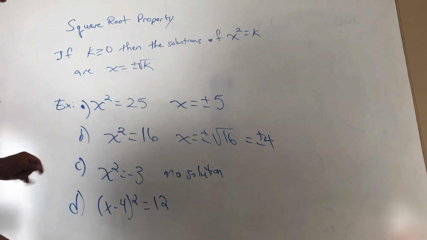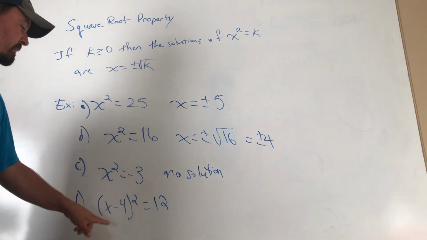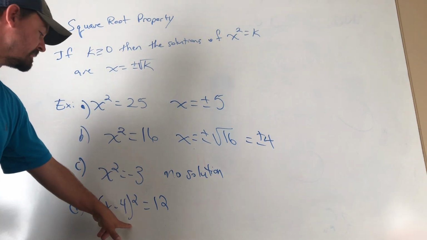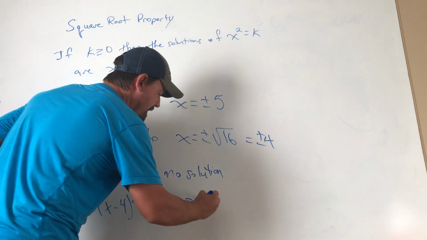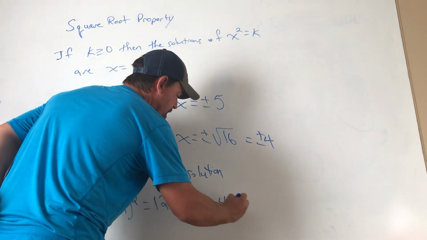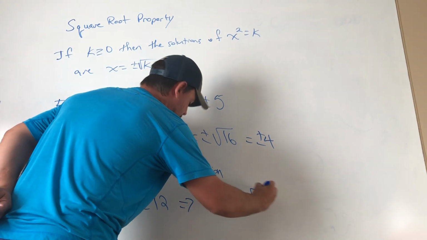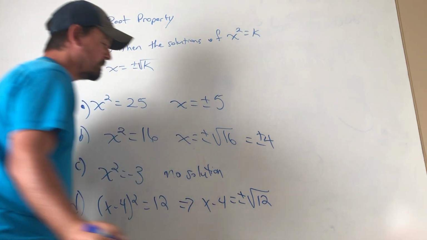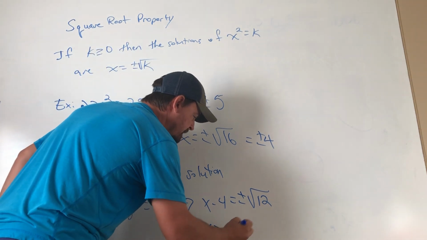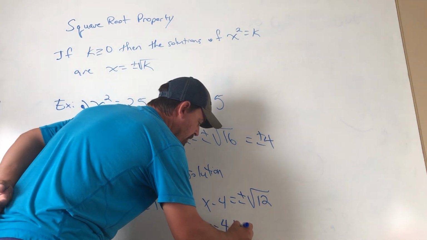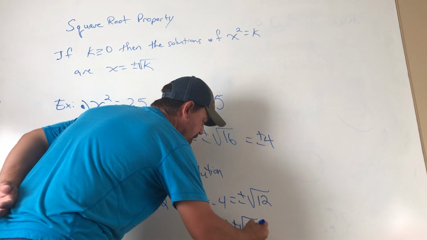Okay. This one looks a little different, but we can still make it work. So we have a squared here, this whole thing's in parentheses. If this whole thing's not in parentheses, we're going to have a problem. But because it is, we can say, okay, that means that x minus 4 equals plus or minus the square root of 12. Okay. That means that x equals 4 plus or minus the square root of 12.